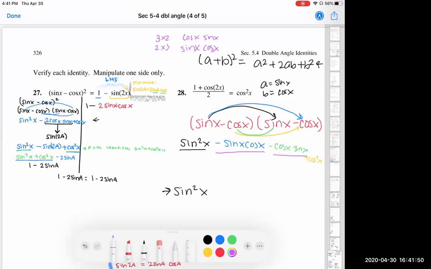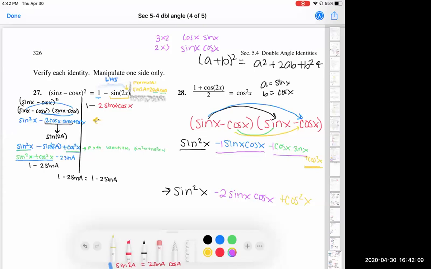So I have a minus 1 and a minus 1. I get negative 2 sine of X cosine of X. And lastly, I'm left with that cosine squared X. So plus cosine squared X. And that's what we have here.